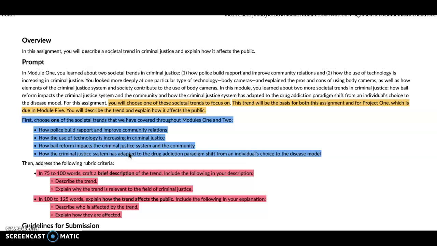Again, use your module resources. I know you have an awful lot of information that's been provided for you, as well as your textbook. It's really a great set of references that you could use for this assignment.